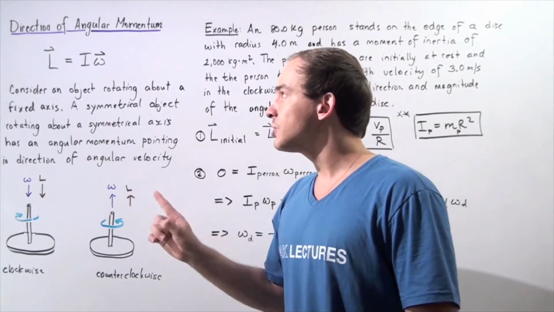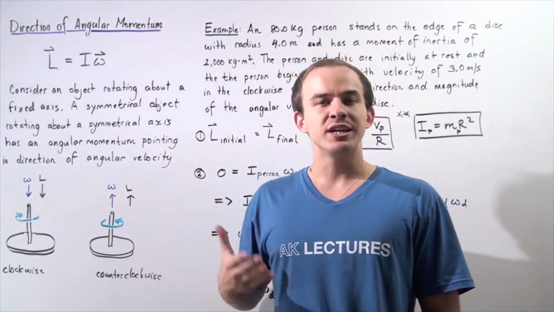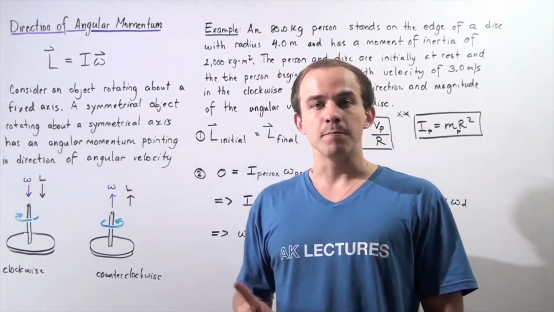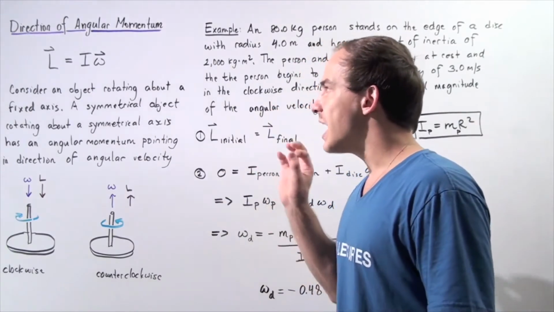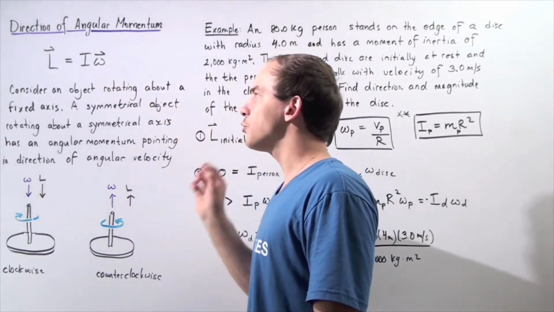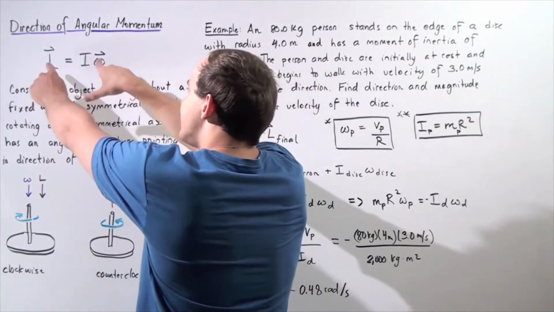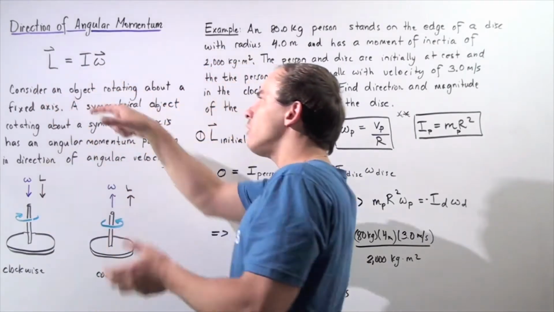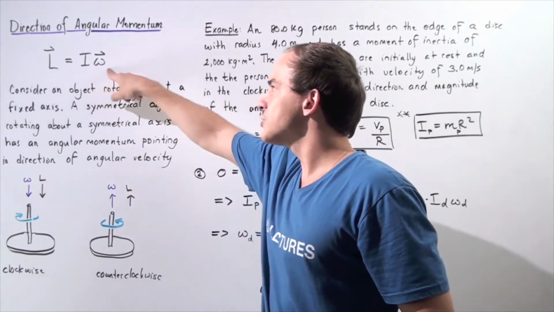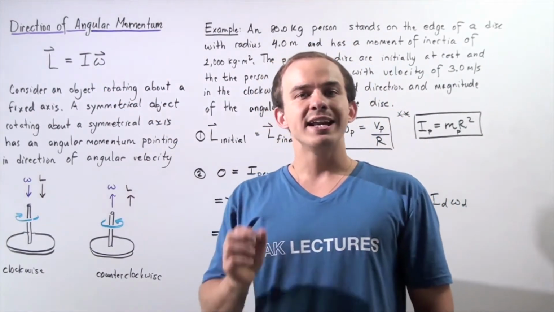And because it's a vector, it also has direction. How exactly do we find the direction of our angular momentum? Well, notice, for such an object, the direction of the angular velocity is in the same direction as the angular momentum. So these two vectors point in the same exact direction. And recall from a previous lecture, to find the direction of angular velocity, we have to use the right-hand rule.